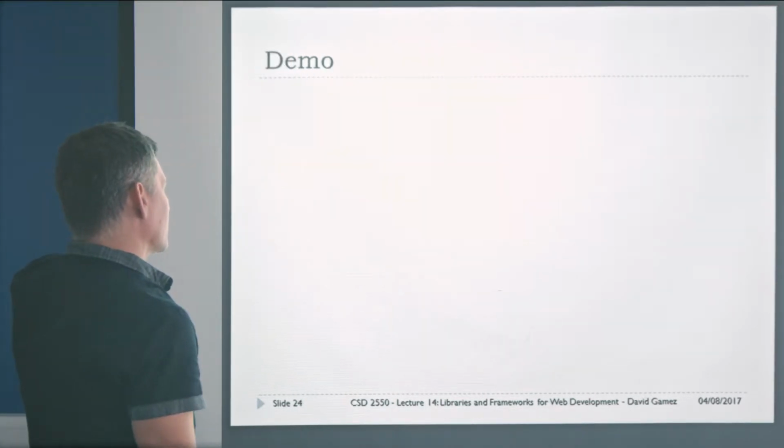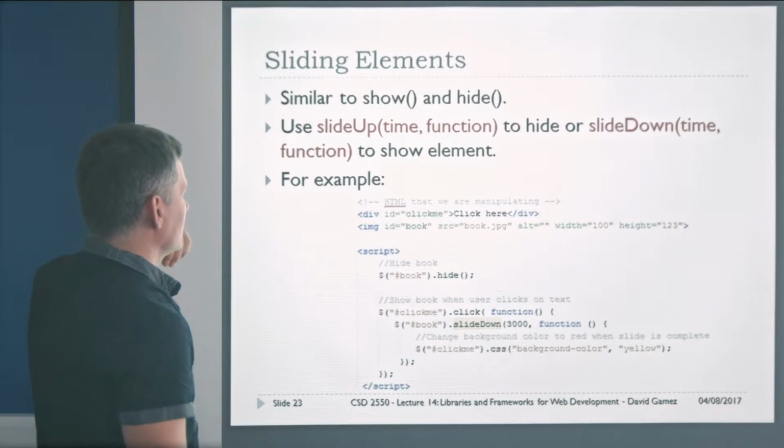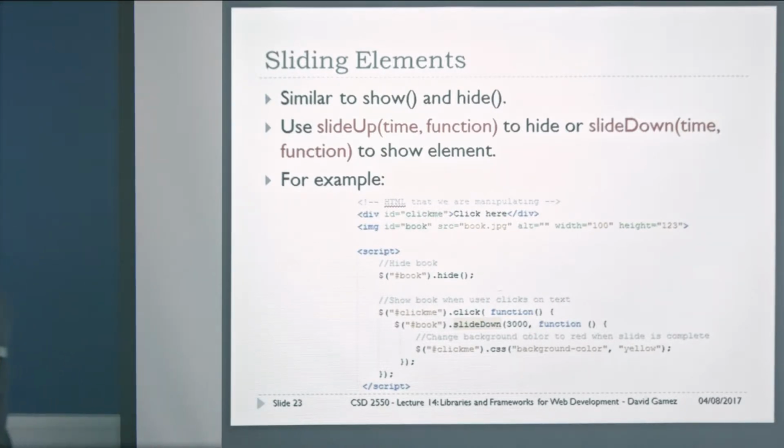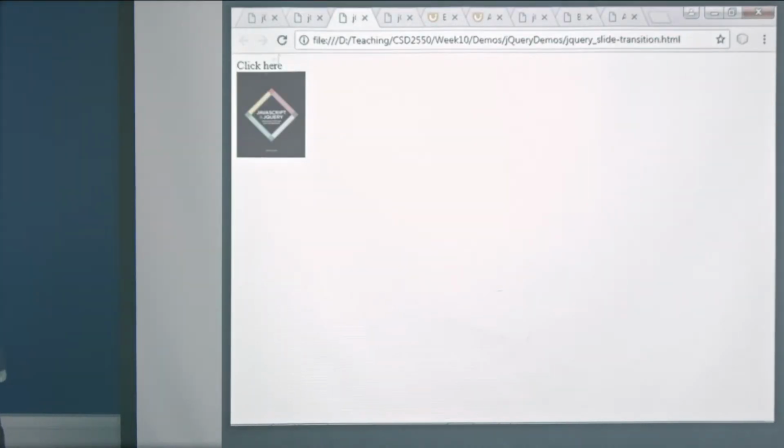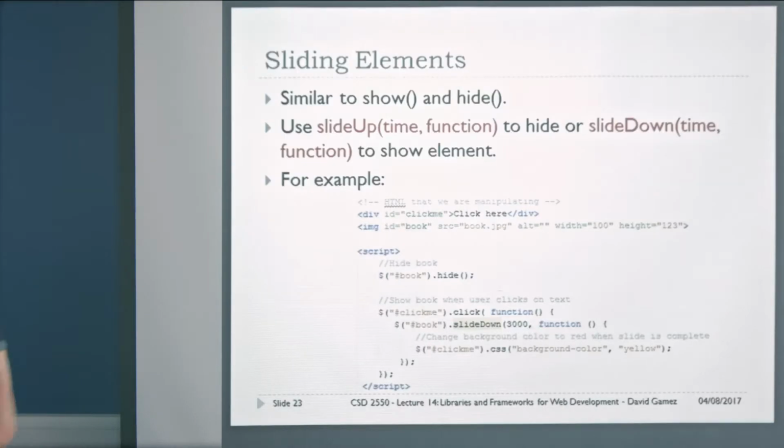Let's do the demo and then I'll talk you through the code. Okay, so here we have a book. When I click on here, it slides up. And once this transition is completed, it executes a function that changes the background color to yellow on the paragraph.